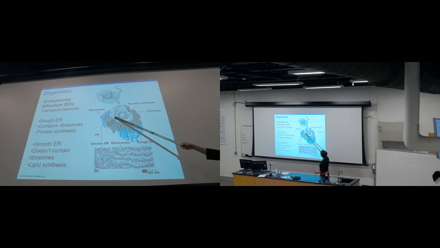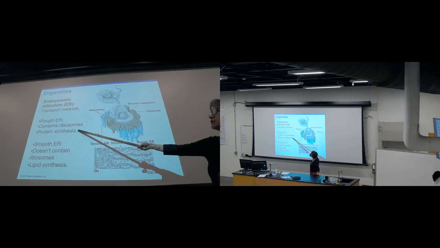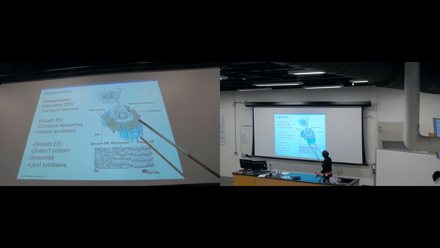The rough endoplasmic reticulum is made by a series of membranes that are folded, and there is a space between these membranes that allows the transit of messenger RNA, and the messenger RNA is going to be read by these ribosomes. So the ribosomes are attached to this rough endoplasmic reticulum, and then you make a protein out of this. So the function of rough endoplasmic reticulum is to make proteins, protein synthesis.